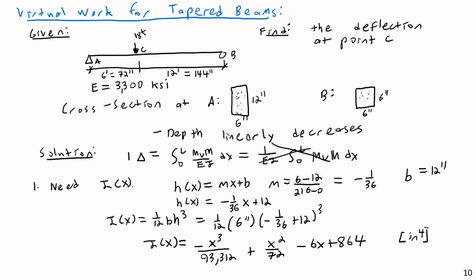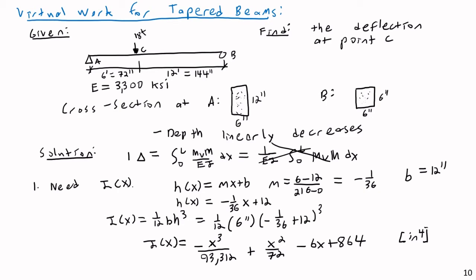So this is built to have inches, your x inputted as inches, and the final output will be inches to the fourth. And if we double check this, if we put in 0, we'll get a moment of inertia of 864, and if we put in x equals 216, we'll get the appropriate moment of inertia on the right-hand side of the beam as well. So this is the only really complex thing. Everything else will proceed relatively smoothly. So again, our first thing was to get our moment of inertia as a function of x.